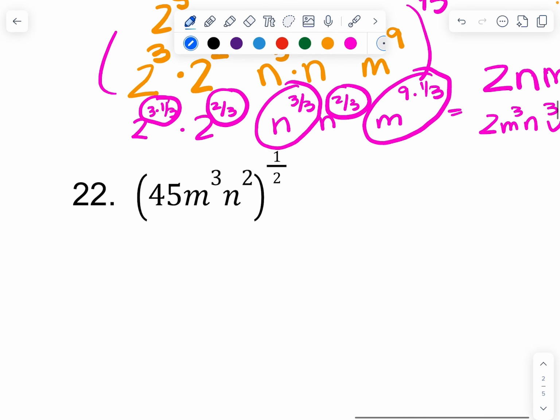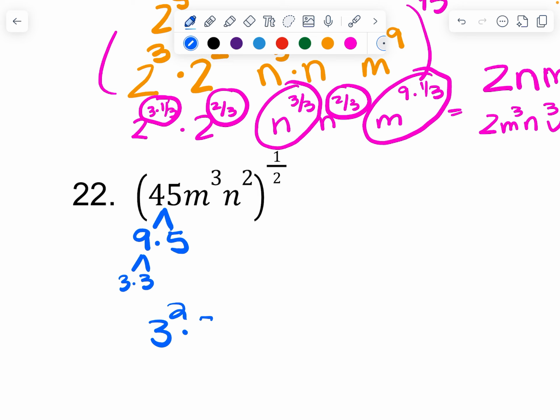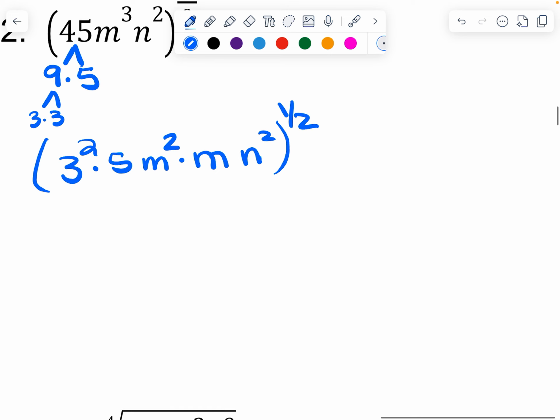Okay. We can do it this way too. It's the same thing, guys. So this is 9 times 5. This is 3 times 3. So 3 squared times 5, m squared times m, and then n squared. Guys, this is the same thing as taking the square root of.